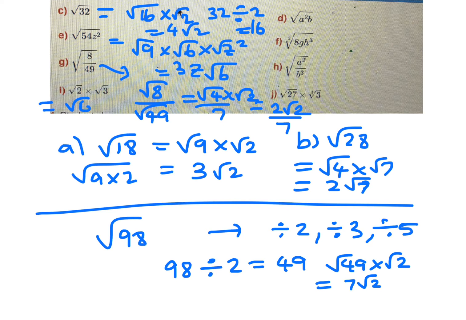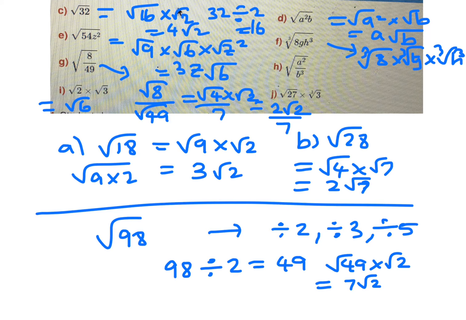Root 2 times root 3 is root 6. This would be root a squared times root b. Root a squared, they counteract each other and you get a, and that's a root b. This is the cube root of 8 times the cube root of g times the cube root of h cubed. So the cube root of 8 is 2. Cube root of h cubed is h. So I'm just going to write that out the front, and that's the cube root of g, and I'll leave that underneath the root. This is the square root of a squared on the square root of b cubed.